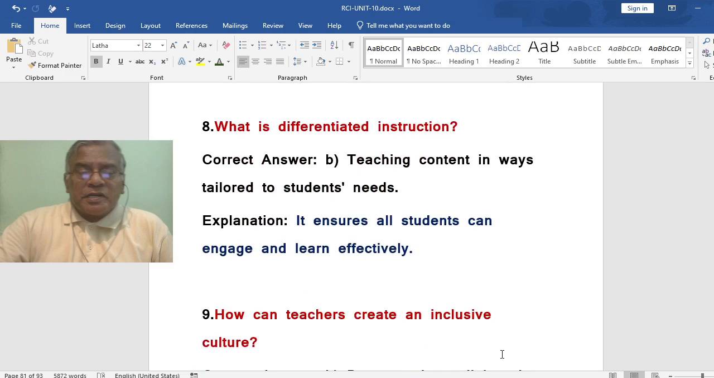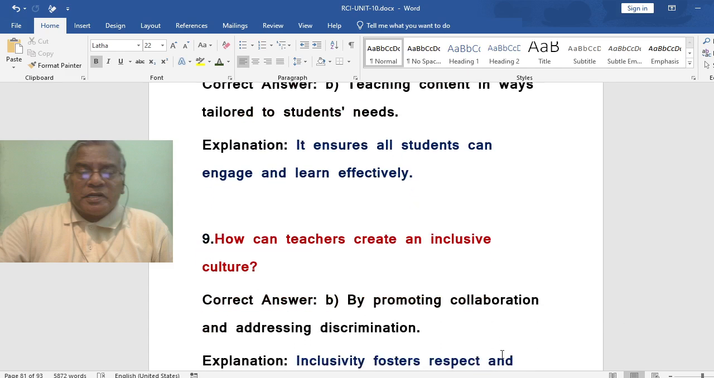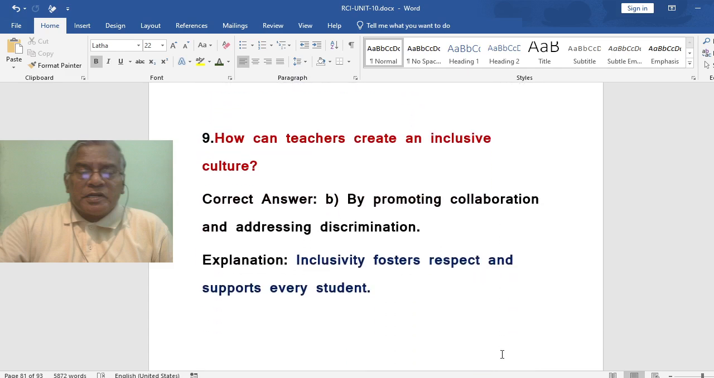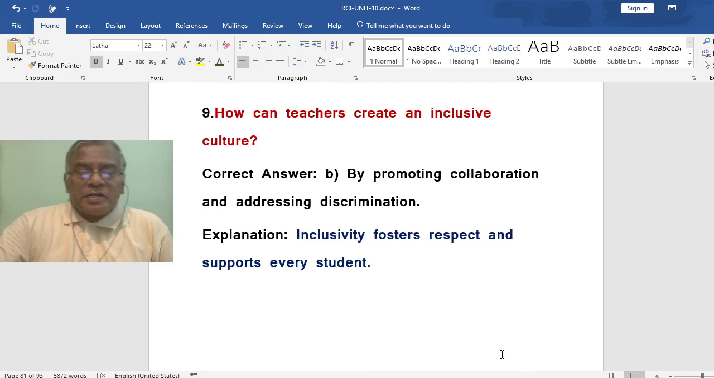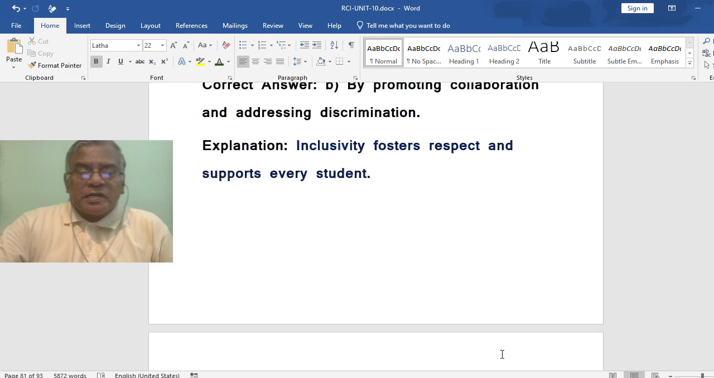What is differentiated instruction? That is teaching content in ways tailored to students' needs, or according to the students' needs. So differentiated instruction ensures all students can engage and learn effectively. How can teachers create an inclusive culture? Teachers can create an inclusive culture by promoting collaboration and addressing discrimination. Inclusivity fosters respect and supports every student.